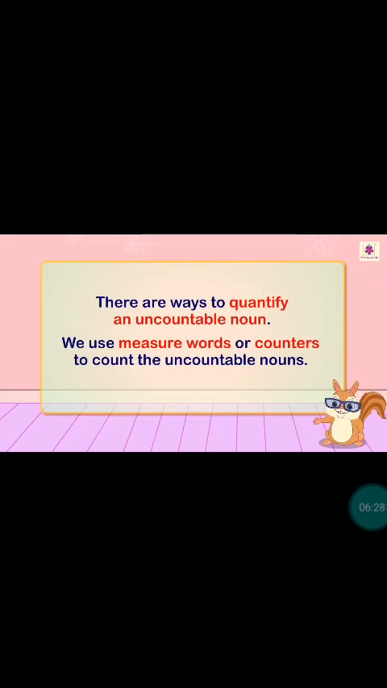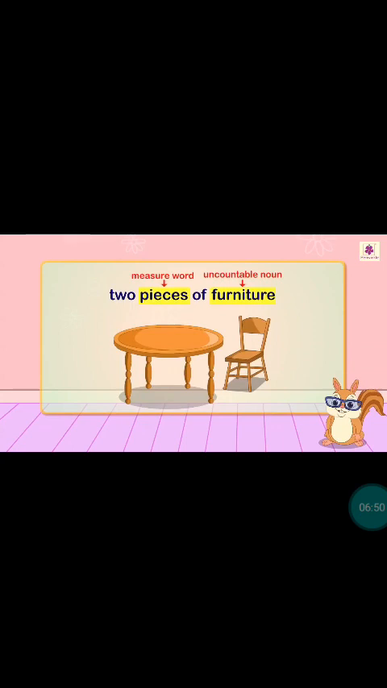There are ways to quantify an uncountable noun. We use measure words or counters to count the uncountable noun. So how do we count an uncountable noun? We use some measure words or counters. Let us see some examples. For example, 2 pieces of furniture. Here, pieces is a measure word, and furniture is an uncountable noun.